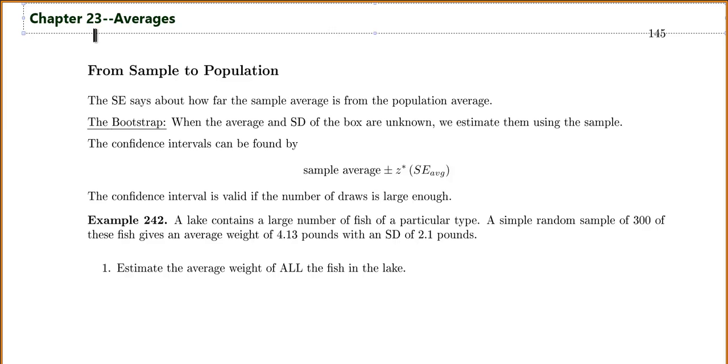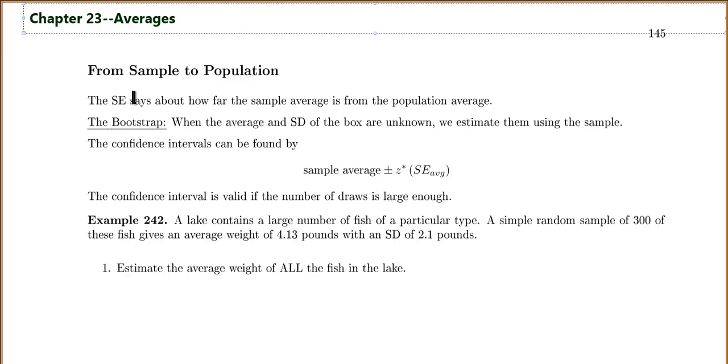So first, let's remember that our standard error says about how far our sample average is from the population average. So that's why we have our standard error that's slightly different from standard deviation, because they tell us different things. So standard error, once again, tells us how far our typical sample average is from our overall population average. Now, if you remember when we talked about percentages and confidence intervals, we mentioned the bootstrap method. And what happens is when the average and standard deviation of our box are unknown, we estimate both of those using our sample.